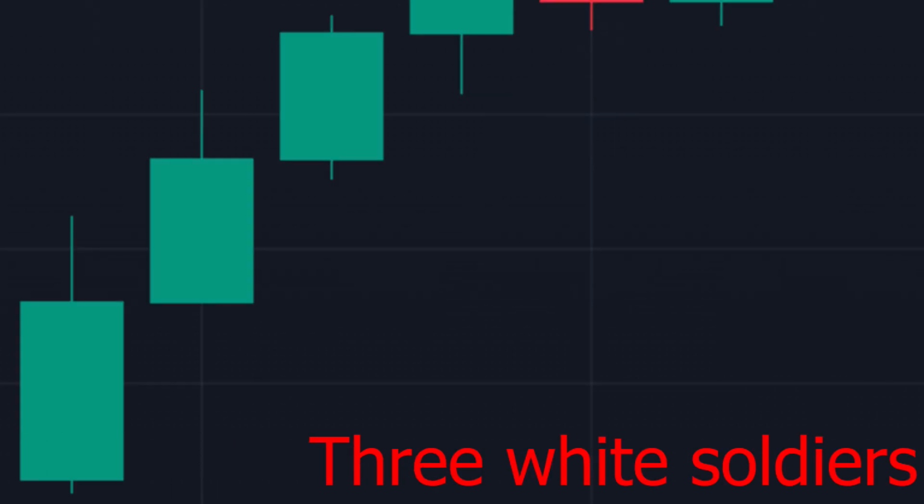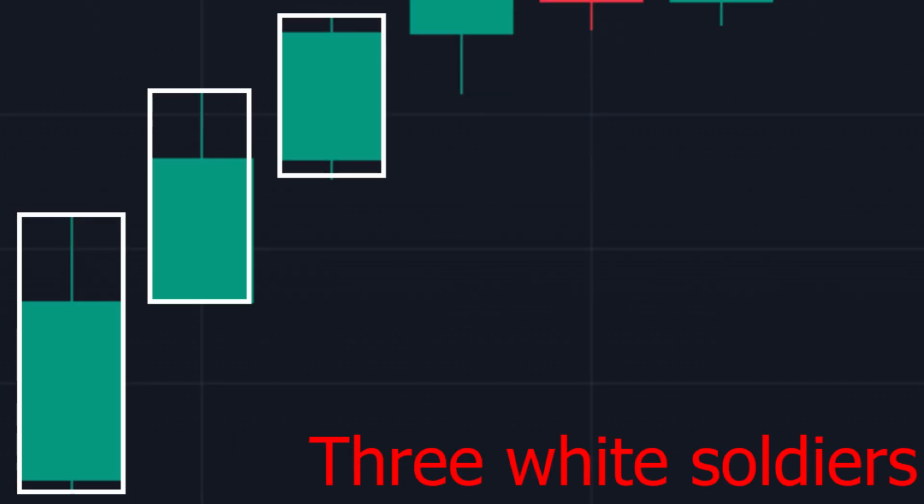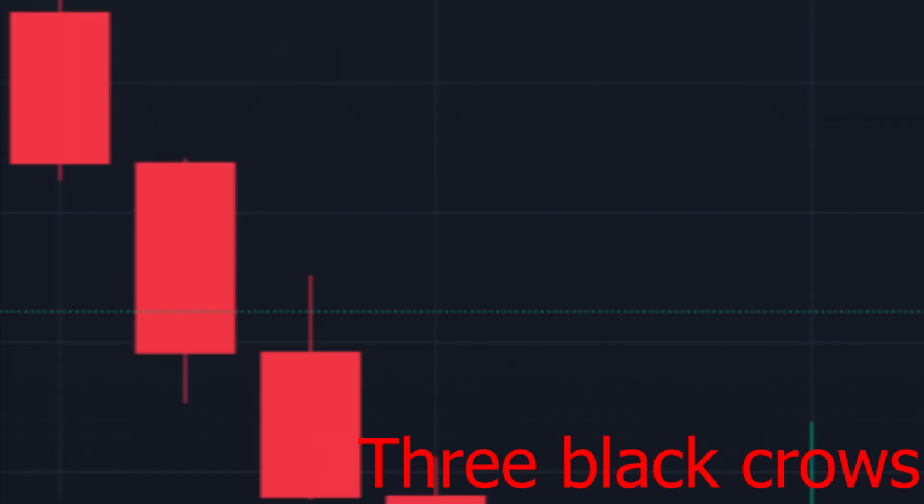Lastly, the three white soldiers pattern is three non-doji bullish candlesticks in a row, and the three black crows pattern is the opposite of that. Now let's see the results from the bot.